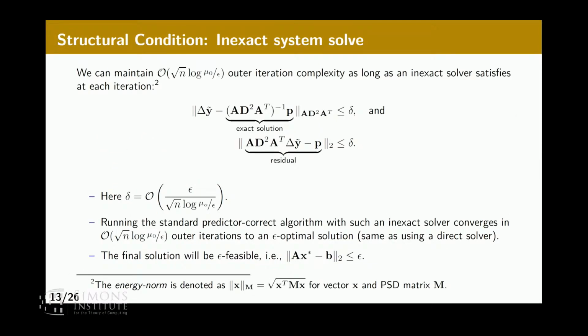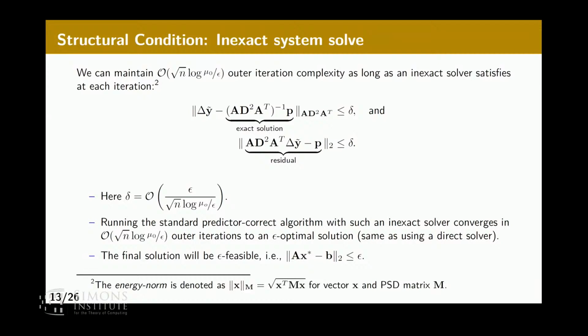Now, the result I'm going to describe, I don't think I've seen it as such in the literature. This is for predictor-corrector methods. It says the following, that as long as you satisfy these two constraints, if you're familiar with numerical linear algebra, this is a forward and a backward error constraint. So the first constraint is saying get an approximate solution, delta y tilde, so that delta y tilde minus the exact solution with respect to the energy norm is at most delta.